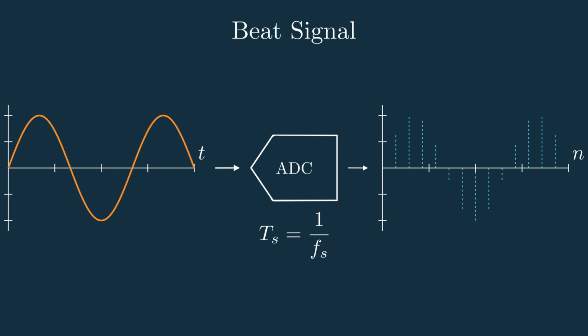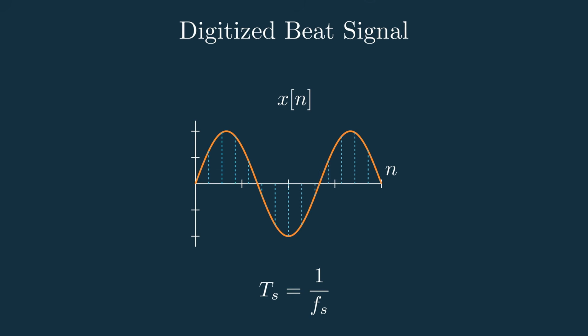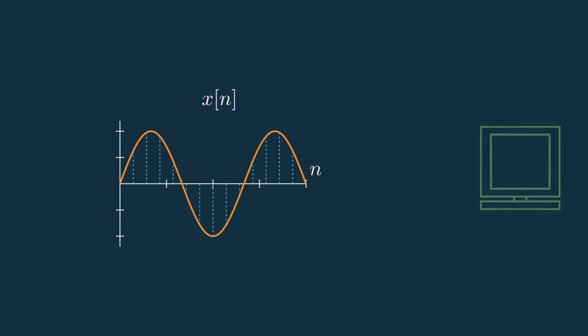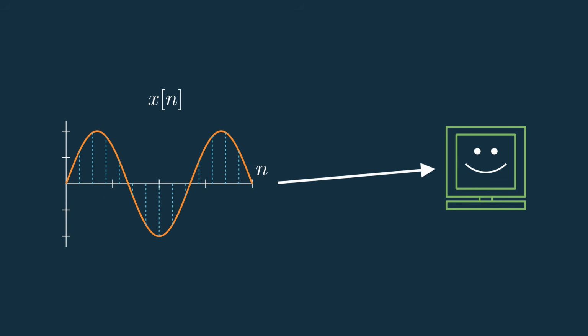So if we call our input signal x as a function of time, then we'll call the digitized signal x of n, where n is the index of the sample instead of a continuous time. But since with just the samples showing, it's kind of hard to read, I'll add back the line between the samples for visualization. So now that the beat signal is in a computer-friendly format, we can start doing the real fun stuff.